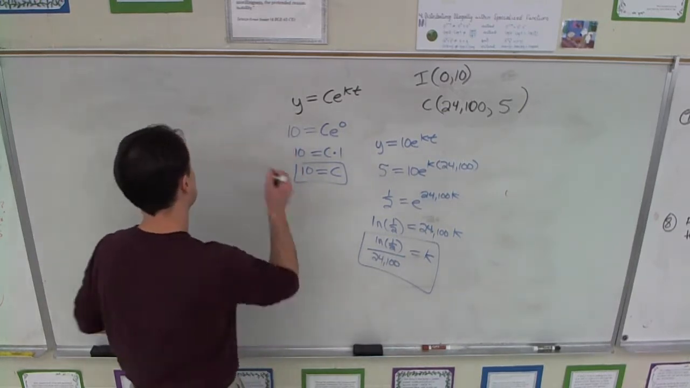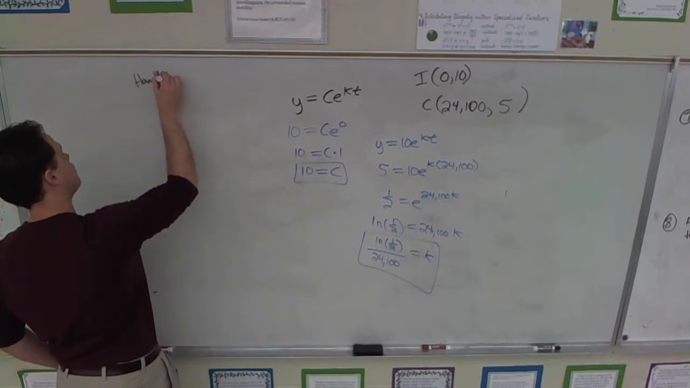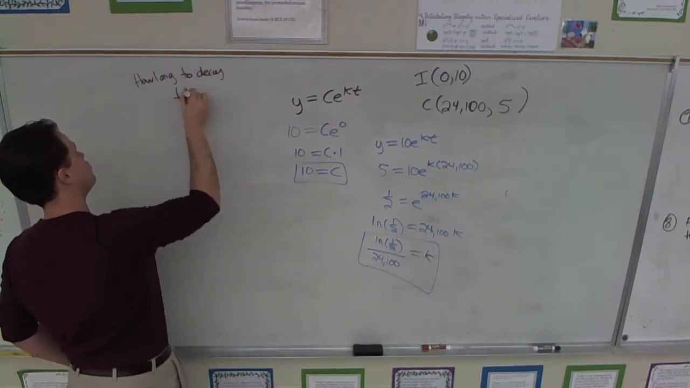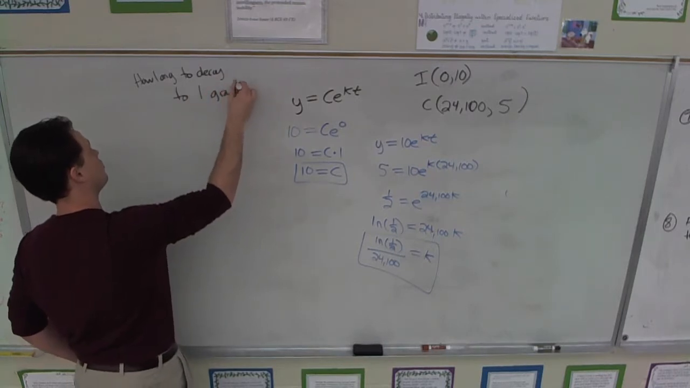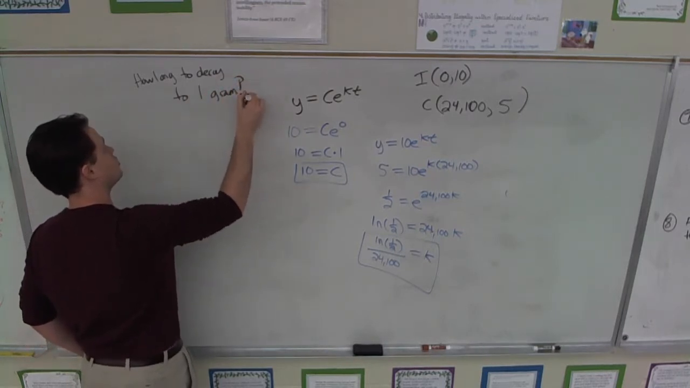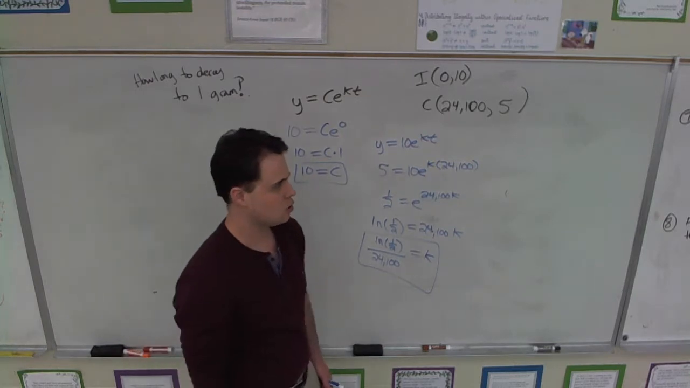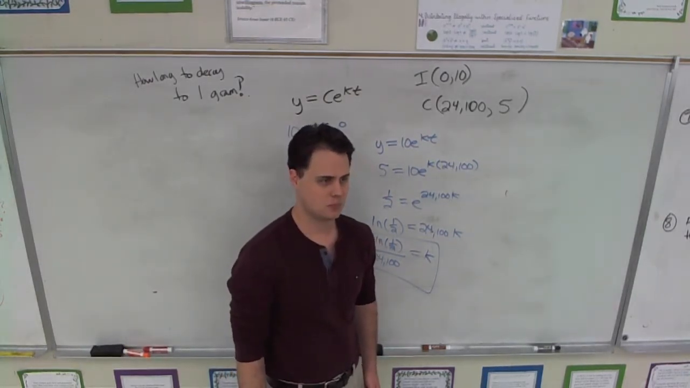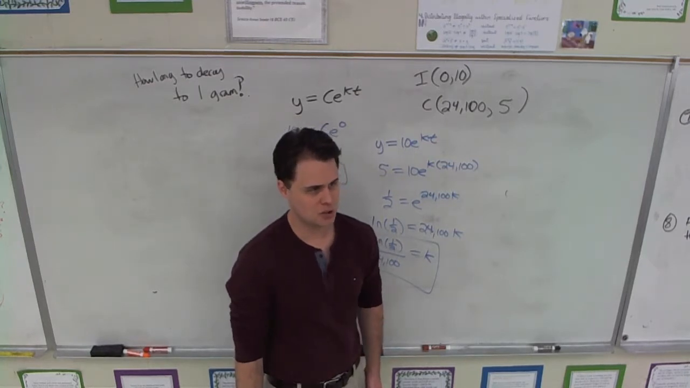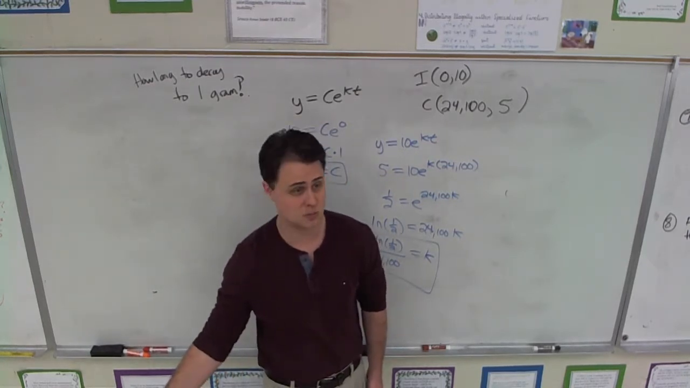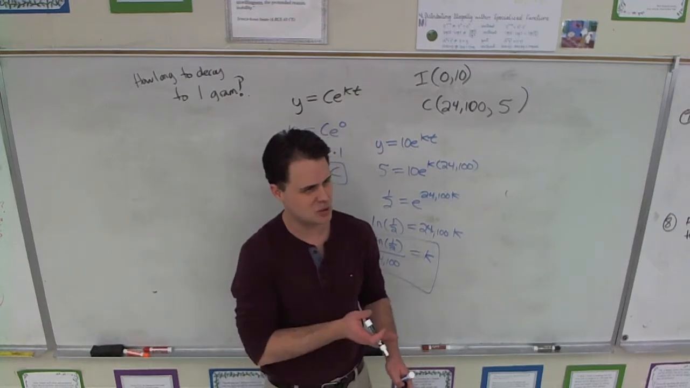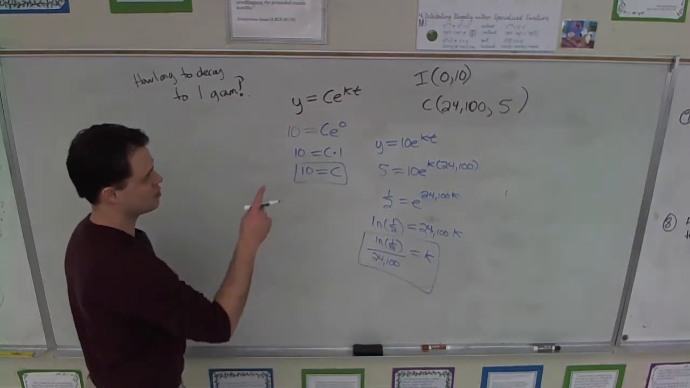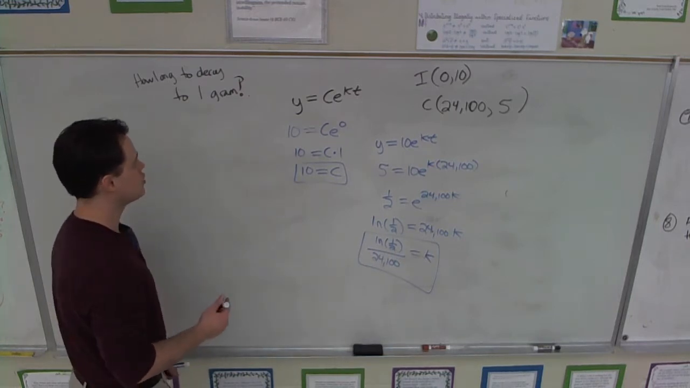I think the question was, how long to decay to 1 gram? So we know it's definitely going to take longer than what? Longer than 24,000 years. Maybe it'll be 90,000 years, something like that. But exponentials aren't like lines, right? So it's probably not going to be a perfectly symmetrical thing. But it's definitely longer than 24,000 years, probably a fair amount longer. So how do we find that?